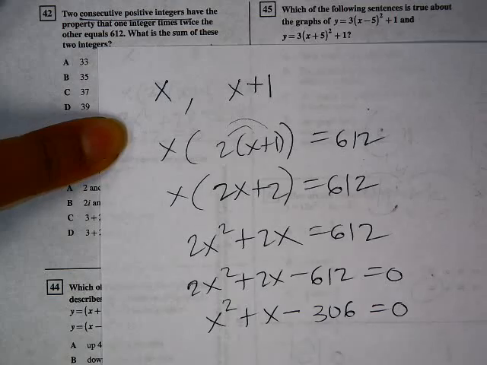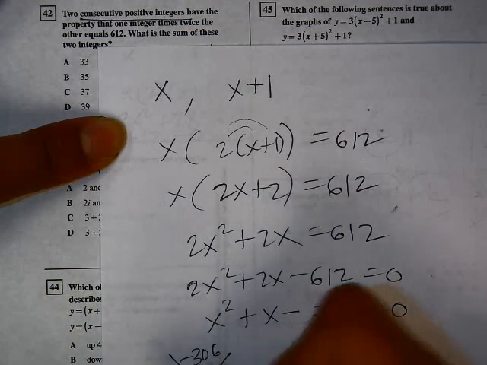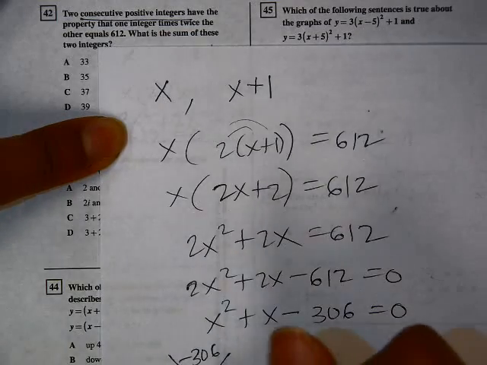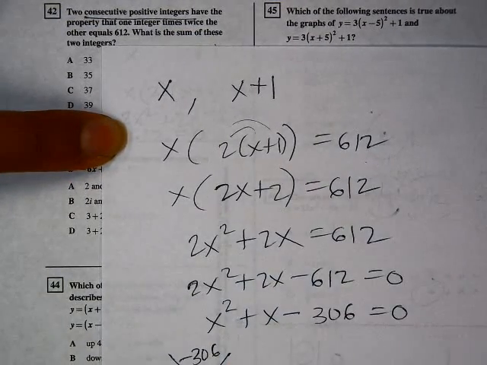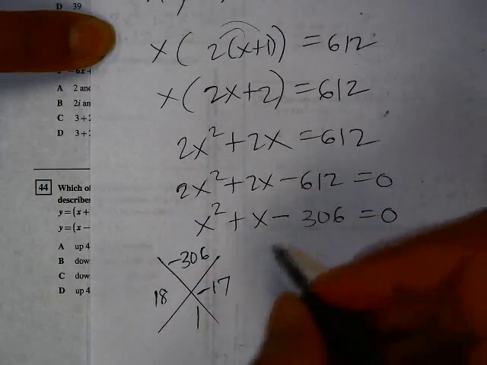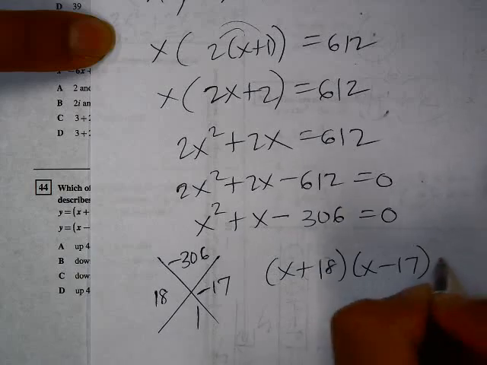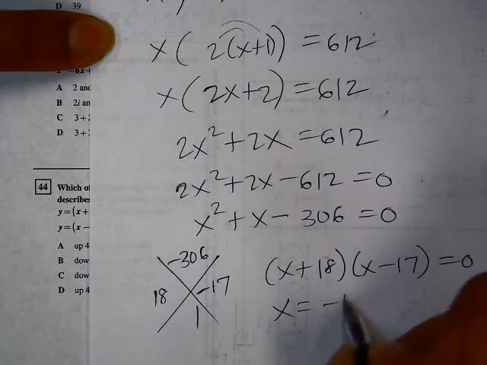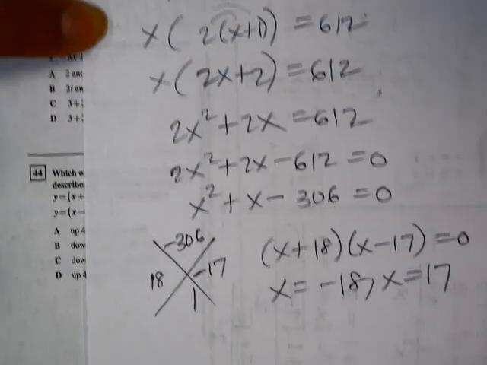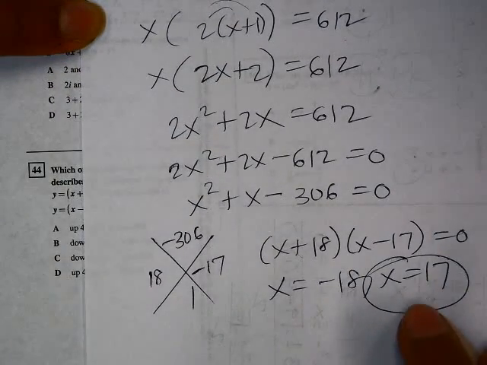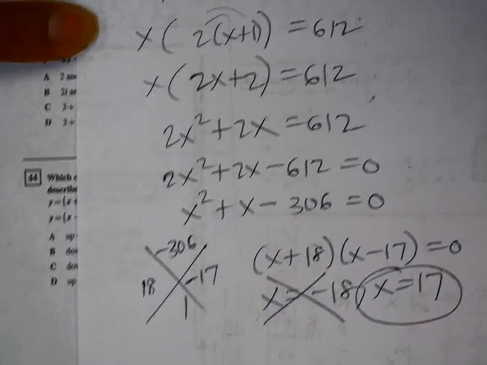So assuming these are integers, this should be factorable. So negative 306 and 1, we can use 18 times negative 17, which would give us a factorization of (x plus 18) times (x minus 17) equals 0. Because the problem states that the integers are positive, we know that x equals 17, not x equals negative 18, and that would be one of the integers.